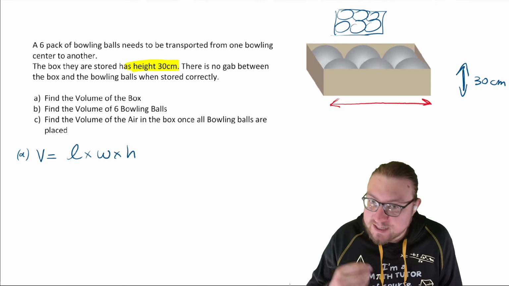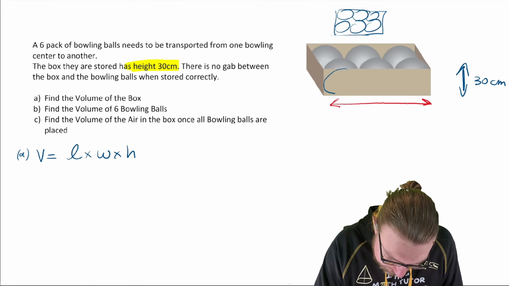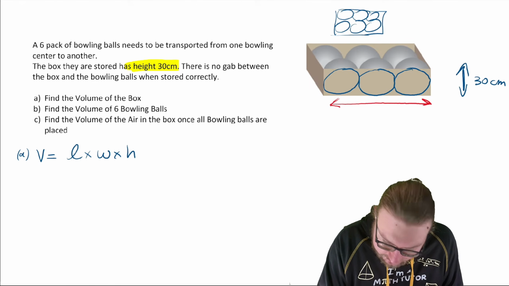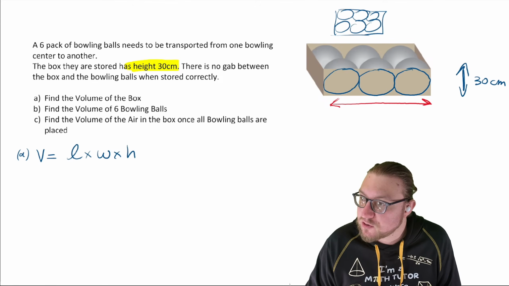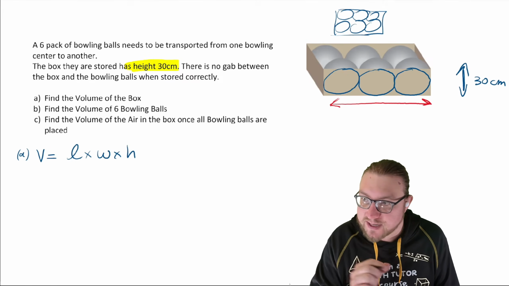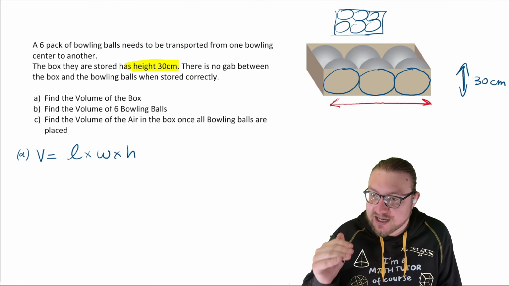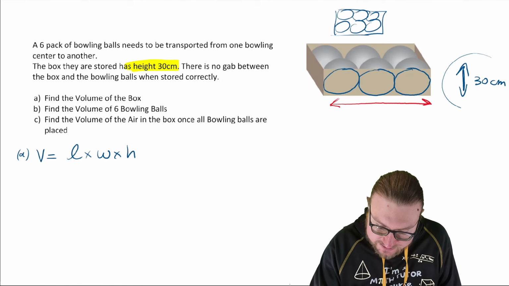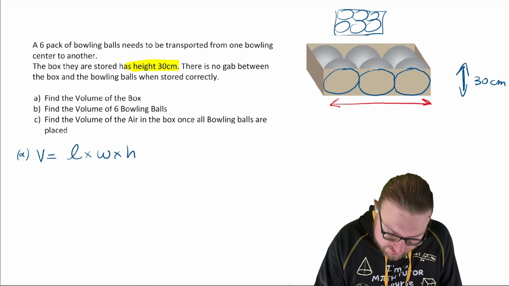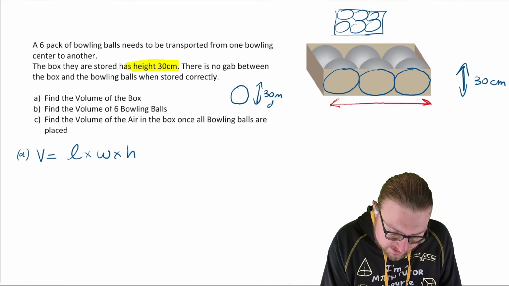Well, it tells us that those balls are touching each other, which means we basically have one here. The next one is there. There's no gap between it, and there's no gap between the boxes. So we know that this is exactly 3 bowling balls to make the length. Also, we can see that one bowling ball is exactly from the bottom to the top. That's our height, that's the 30 centimeters here. So this question is giving us that the size of this bowling ball is 30 centimeters in diameter.